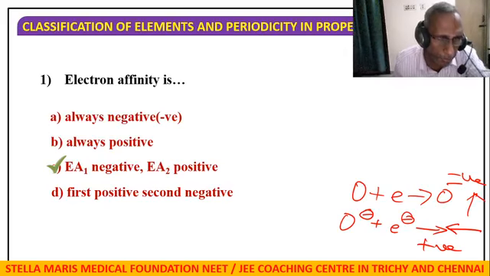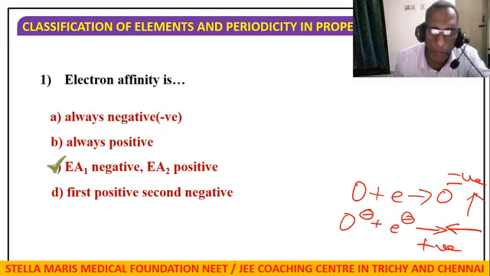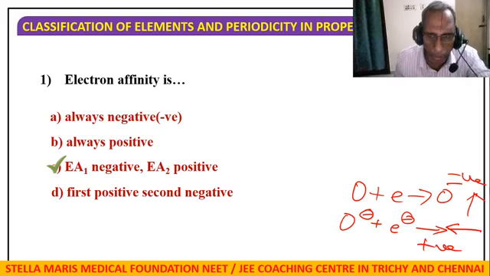So the third choice: the first electron affinity is negative, the second electron affinity is positive. The reason is that for the second electron affinity, we have to spend energy against the repulsive forces. Nice, Kanishka.